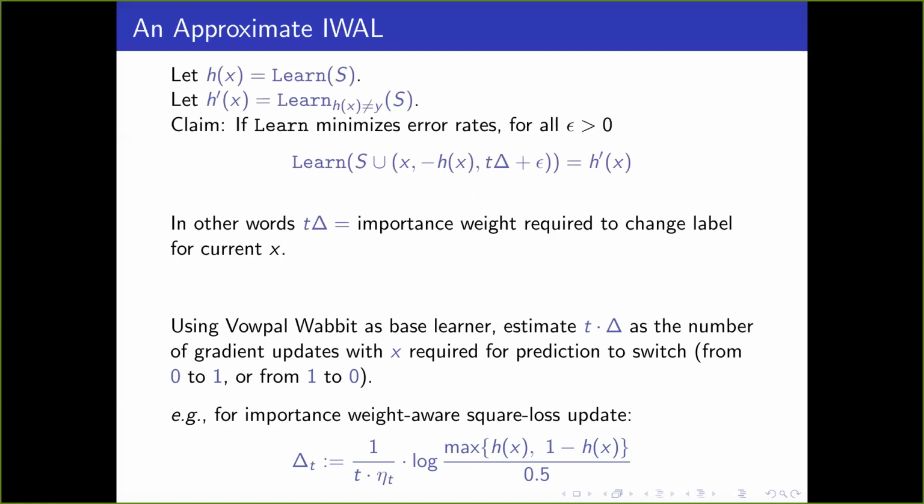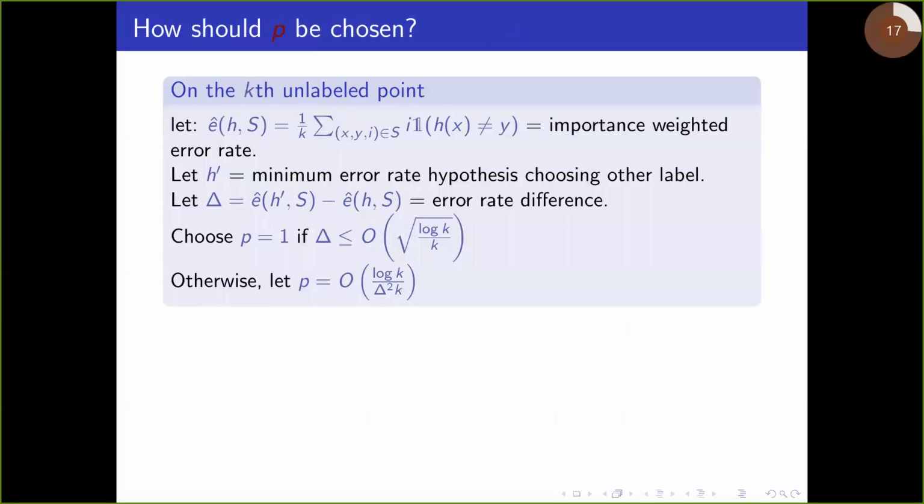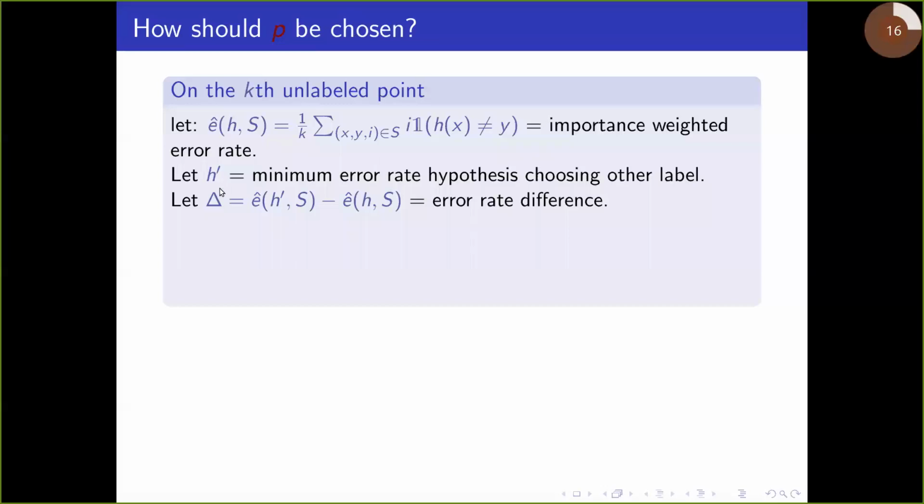T delta here is one symbol. It's not T times delta. T is the number of samples. Delta is defined here as the difference in the empirical error rates, and T is really K. So this is the importance-weighted difference in error, the total error, not the normalized error.